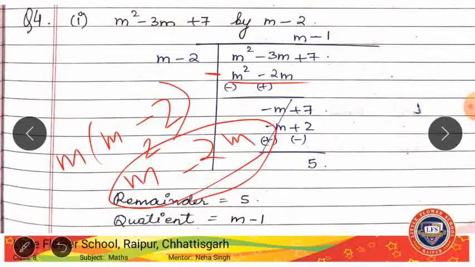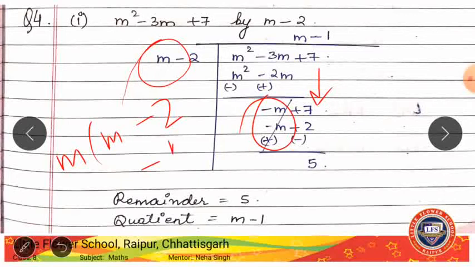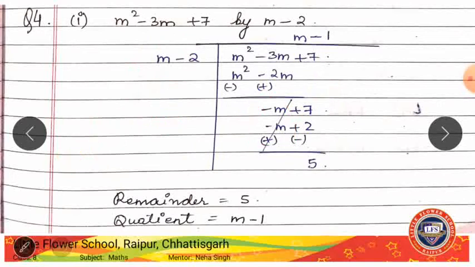Then you will subtract. The process is the same as we were doing till now. Again we'll subtract, then we'll copy down the next term, right? And then again, minus m will be divided by m. What are we getting? Minus 1. So the next term of the quotient will be minus 1. Till now the division process is the same, right? You write the remainder, you write the quotient.